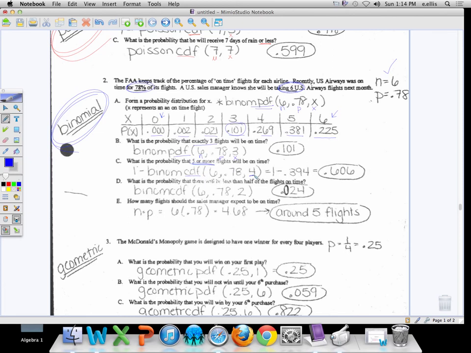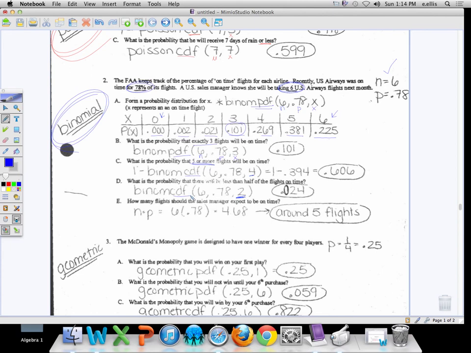That gets you 0.606. D, what is the probability that there will be less than half of the flights on time? Well, half of 6 is 3, and then we're looking at less than 3. So the 3 is not included, which is why I'm throwing 2 in the back end with my CDF.